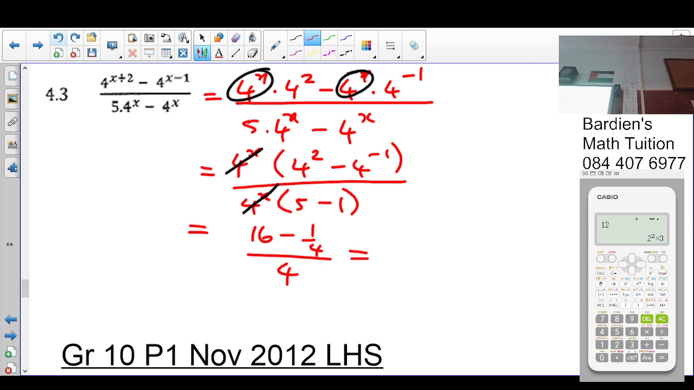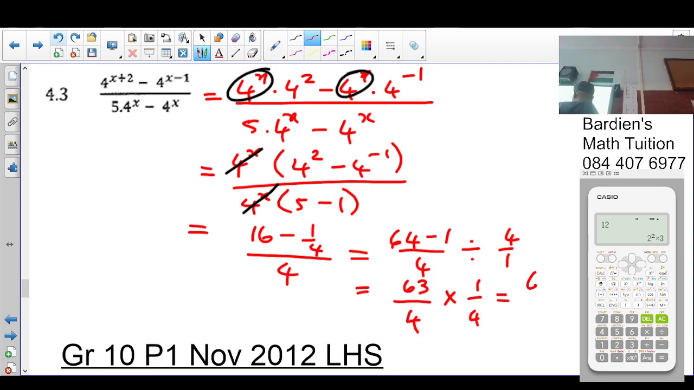Okay, so what's 16 times 4? 64. Minus 1 over 4 must be divided by 1 over 4, by 4 over 1. Which is the same as 63 over 4 times 1 over 4. Which is 63 over 16.